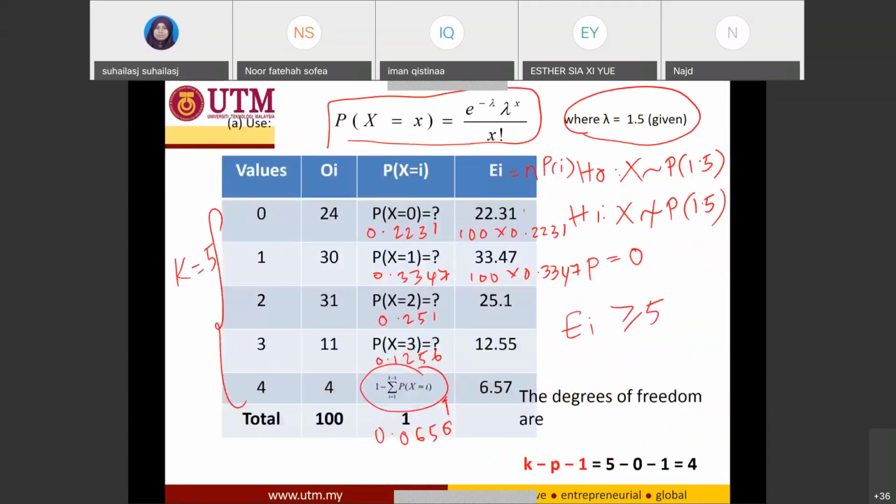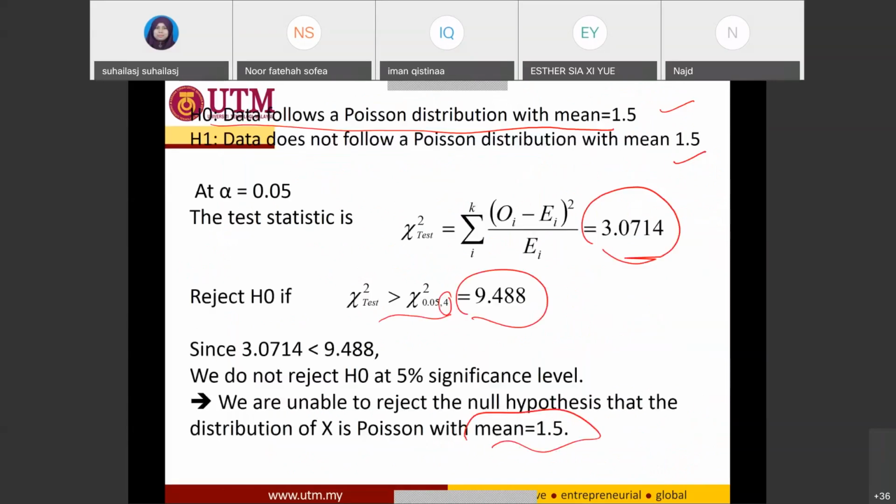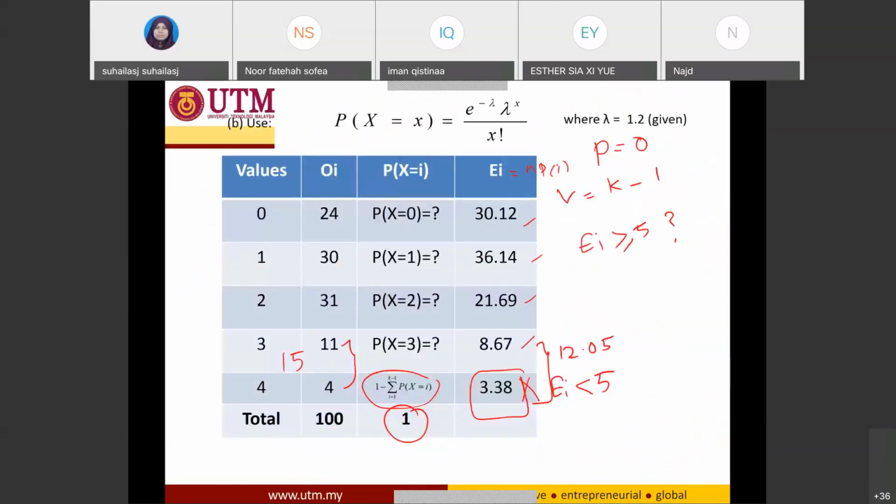Proceed as usual. All EI are greater than 5, so proceed and compute your chi-square. And then lambda is given, you just find your probability using your Poisson probabilities. Chi-square 3.07 compare with 9.488. So fail to reject H naught. So what is your conclusion? So this one, lambda is given, but your EI is less than 5.